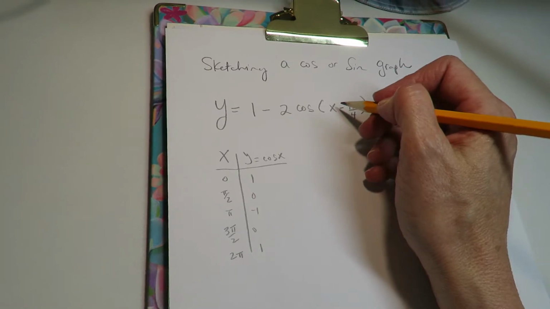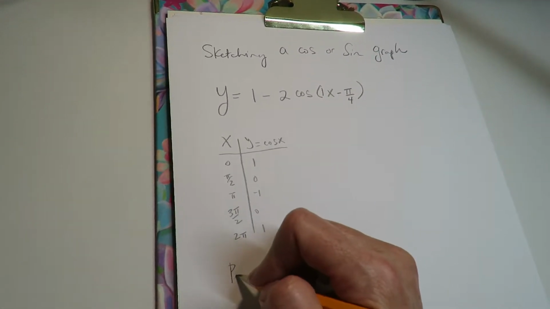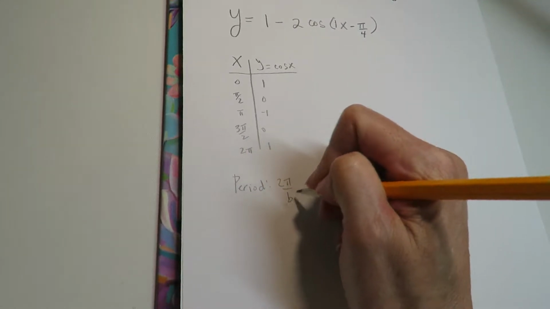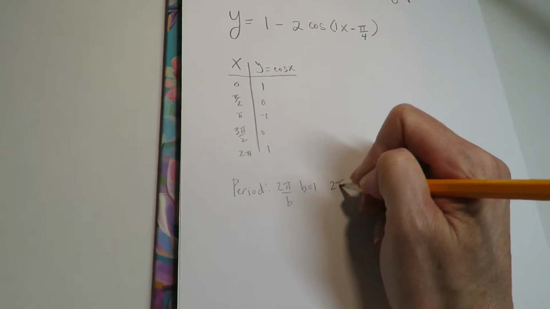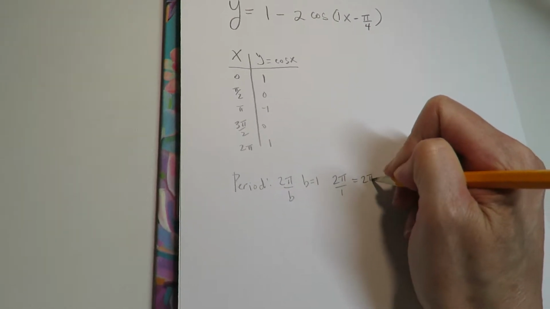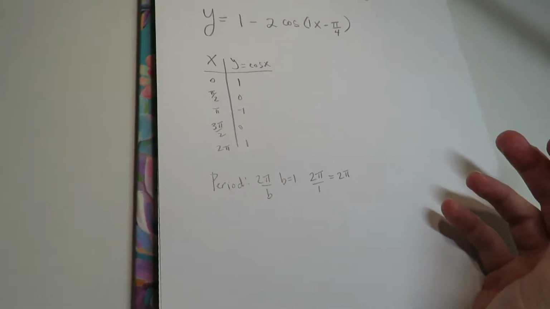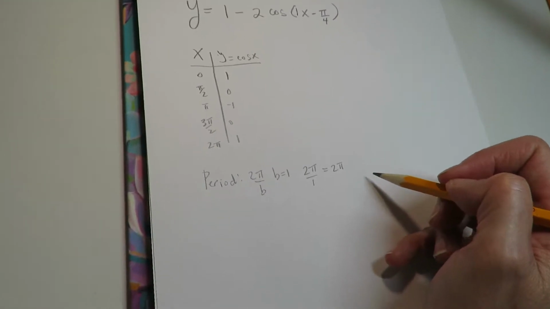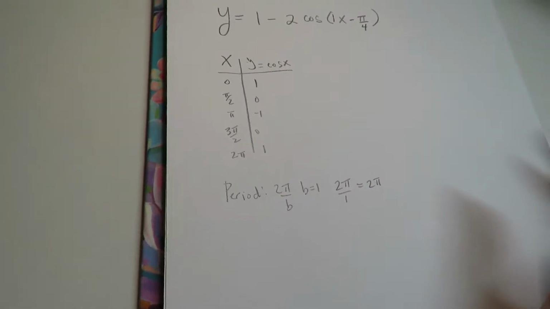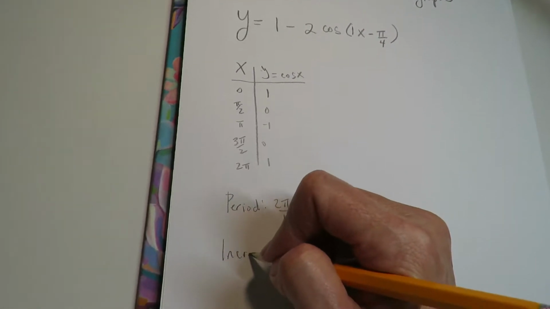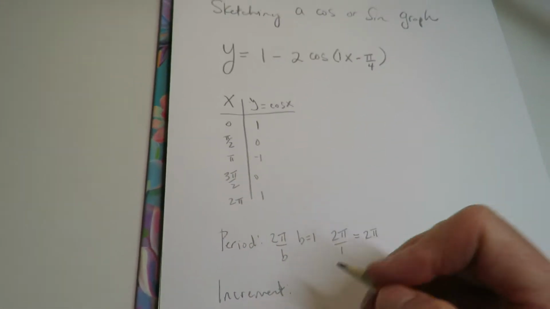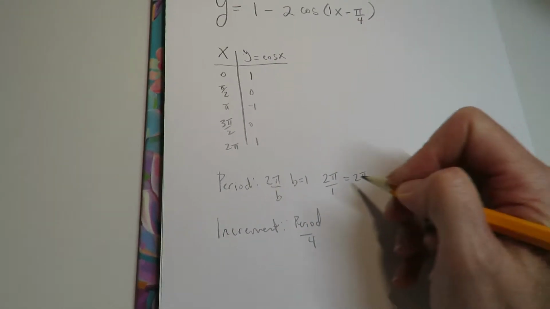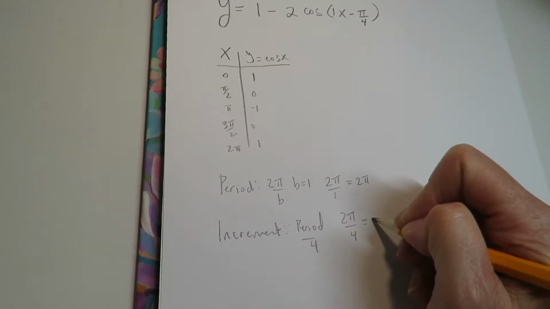Okay, this is going to have a standard period because b is 1. So that means that's the standard cycle, right? It's not horizontally stretched or compressed. It's just going to be its standard width, which is 2 pi. All right, let's do the increment, which is the distance between the points on the chart. So the formula for that is the period over 4. So the period again is 2 pi. If we divide that by 4, that's pi over 2.